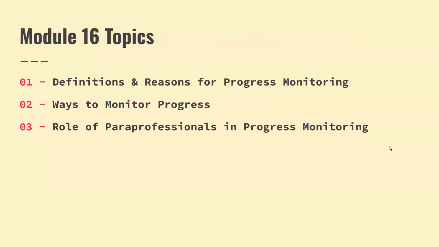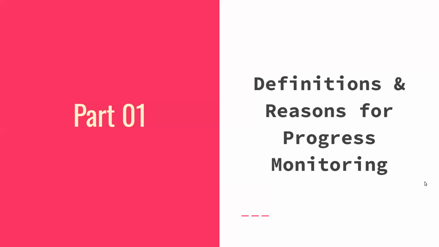Module 16 is broken down into 3 parts. Part 1, definitions and reasons for progress monitoring. Part 2, ways to monitor progress. And Part 3, role of paraprofessionals in progress monitoring. We will now begin with Part 1, definitions and reasons for progress monitoring.